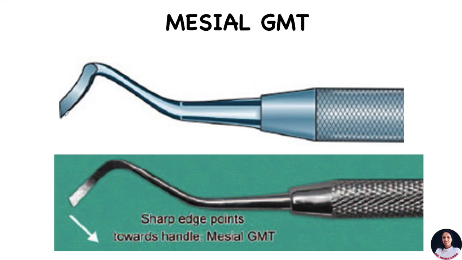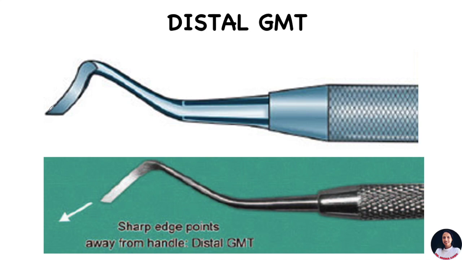For this, first of all, we need to hold the GMT with blade facing downwards. Now see carefully. These are the two pointed tips on the cutting edge. This is the bigger tip and this is the smaller tip. And when you are holding it facing downwards, if the bigger pointed tip is towards the handle or shaft, it is mesial GMT. And in contrast to this, you can see in this image the two pointed tips, the bigger one and the smaller one. And this bigger pointed tip, if it is facing away from the shaft or handle, then it is distal GMT.